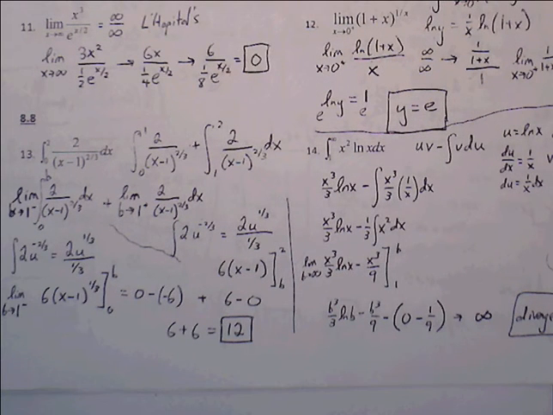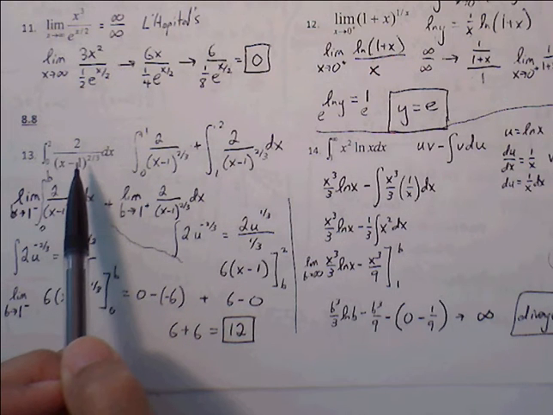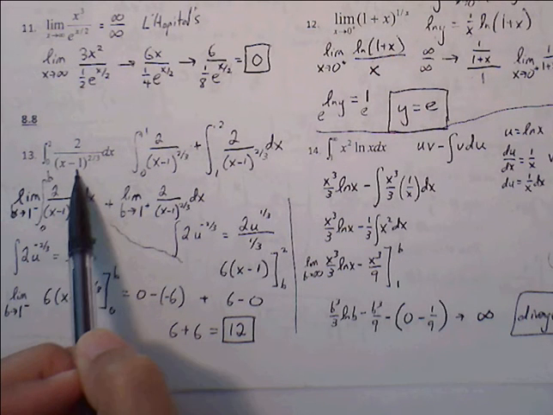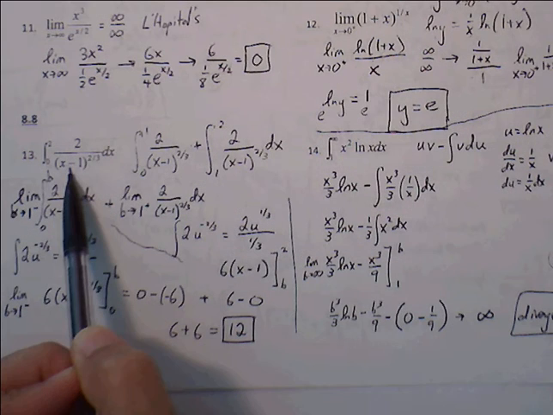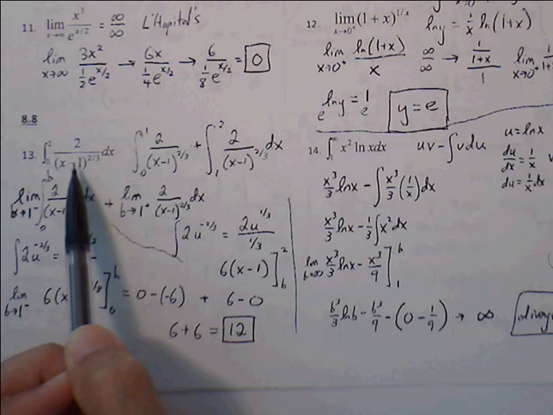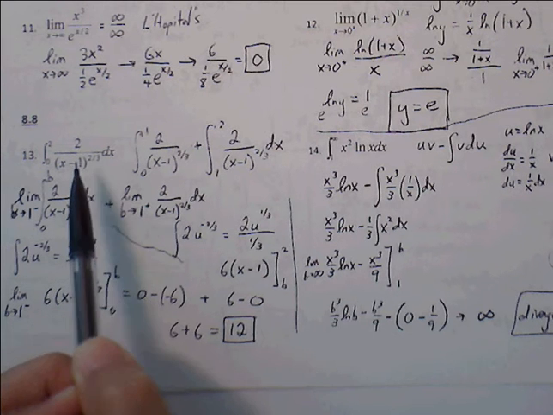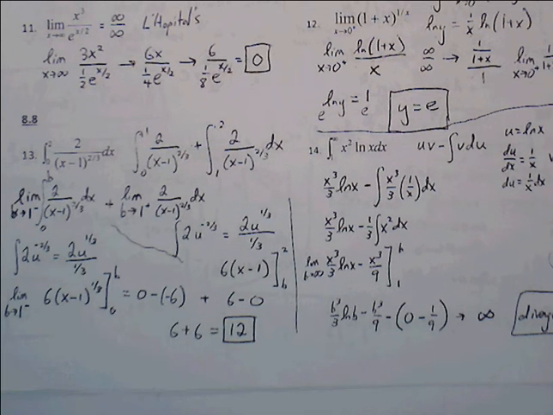Okay. Last two here, 8.8. These are dealing with improper integrals. Sometimes improper integrals are at the endpoints, the external boundaries. But in this case, if you look at 13, the point where this expression is undefined is at 1, which falls between 0 and 2. Because when x is 1, the denominator will be 0, so there's a vertical asymptote there, which means there's an internal point that is undefined.